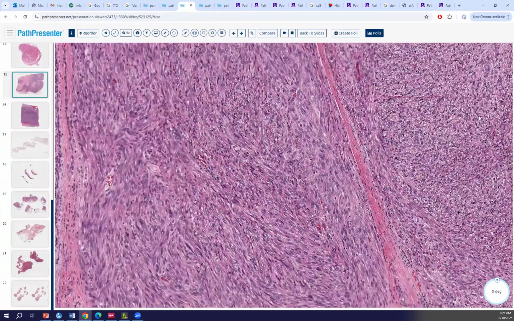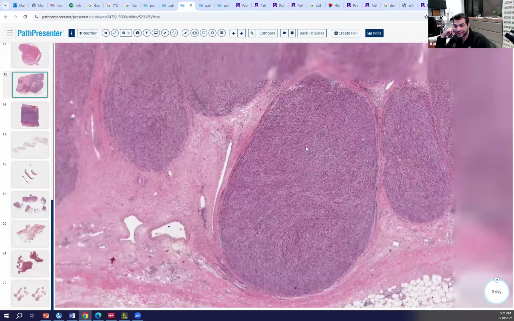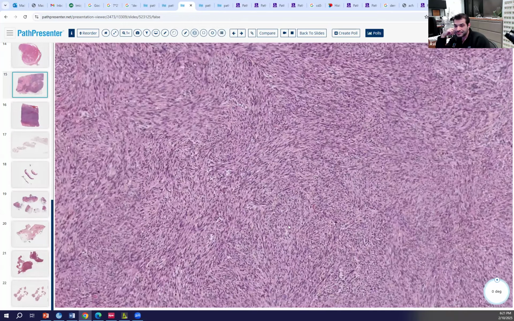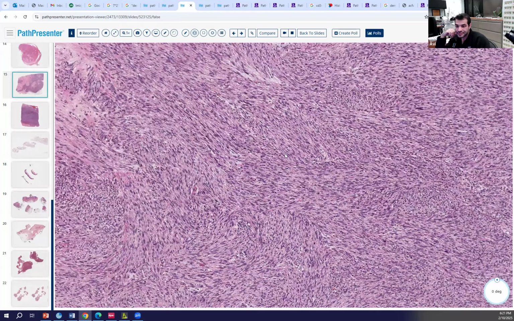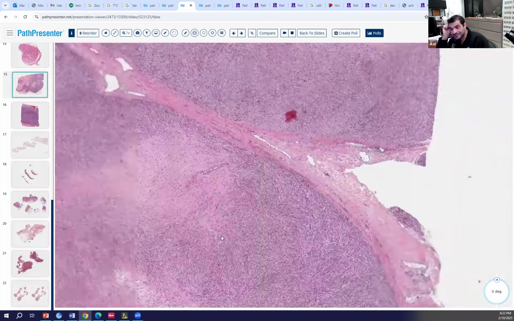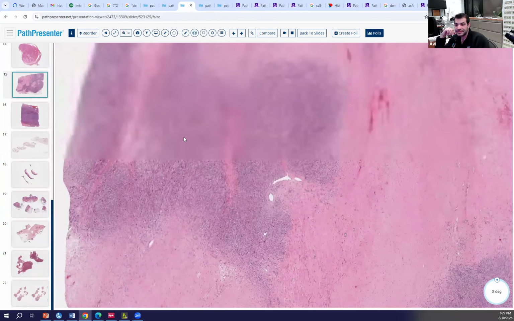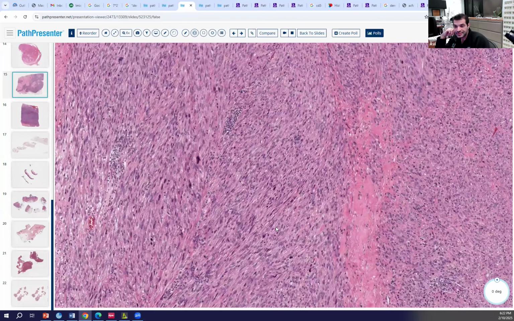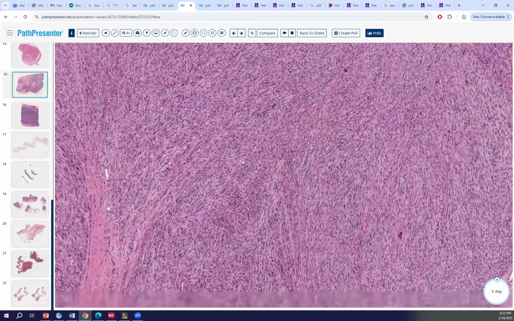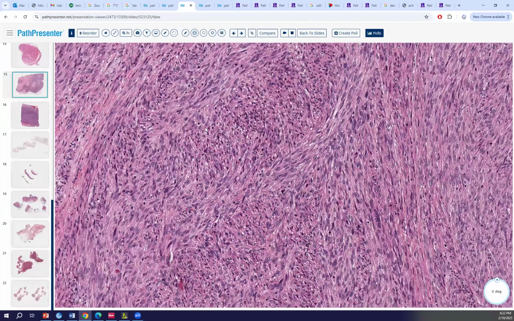Let's see if I can find a better example. I think I had it on the screen. That one wasn't good enough. So definitely spindled, low power marbled appearance, some pleomorphism. Malignant peripheral nerve sheath tumor. What's telling you that? The pleomorphic, hypercellular area.